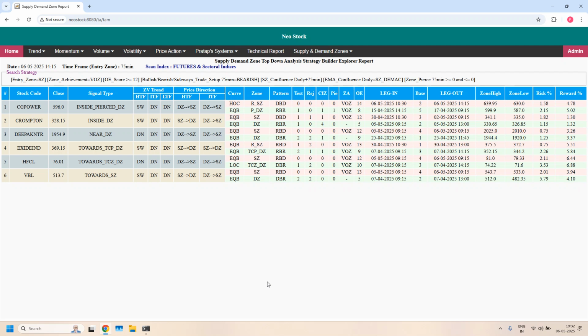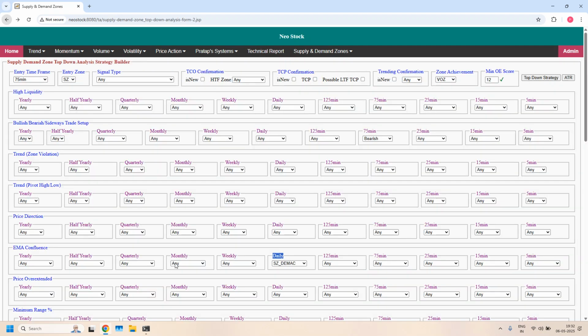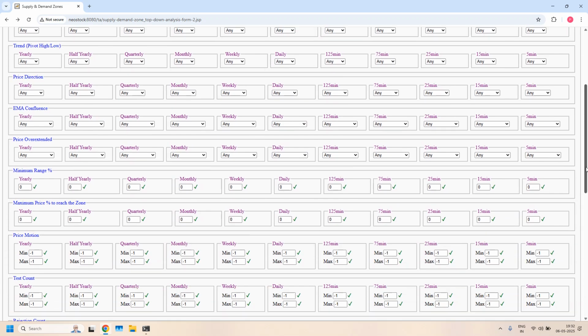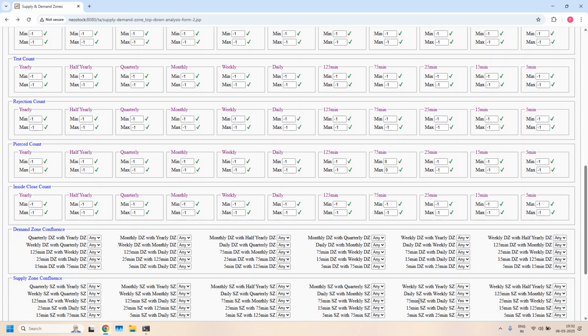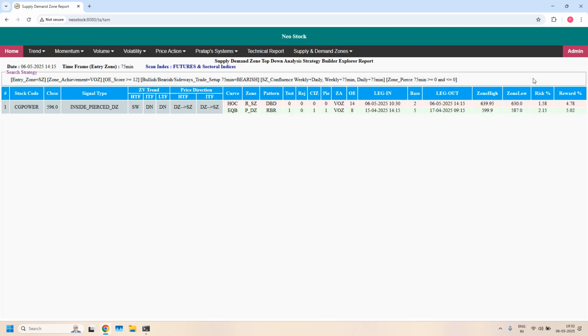Okay, next we will filter based on LTF, ITF and even HTF supply zone confluence, that is 75 minutes, daily and weekly supply zone confluence. I am removing the EMA filter. In the supply zone confluence, we have to set 3 filters. The first filter is already enabled. Next, 75 minutes and weekly supply zone confluence, and then daily and weekly supply zone confluence. With all the 3 filters, we got only one stock.